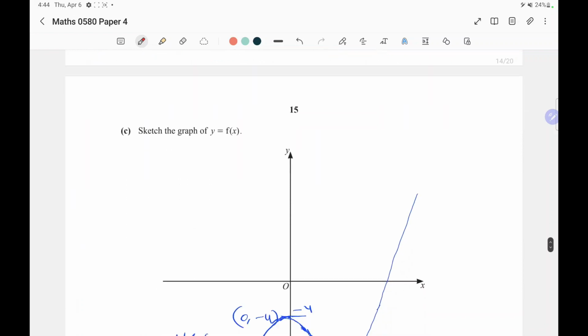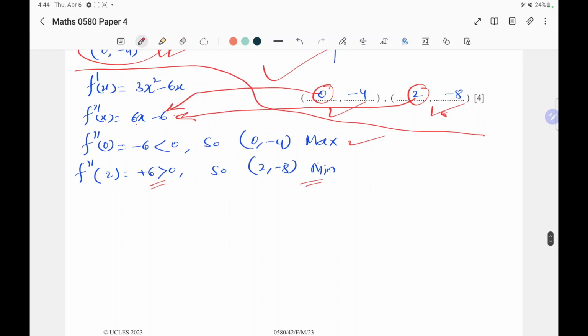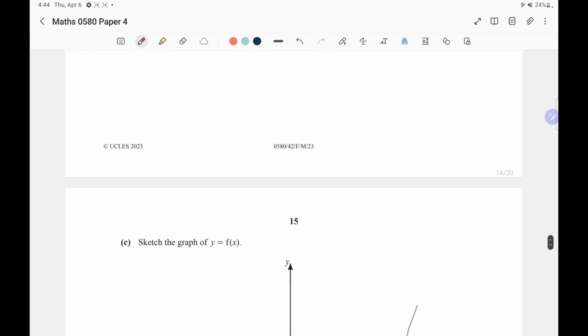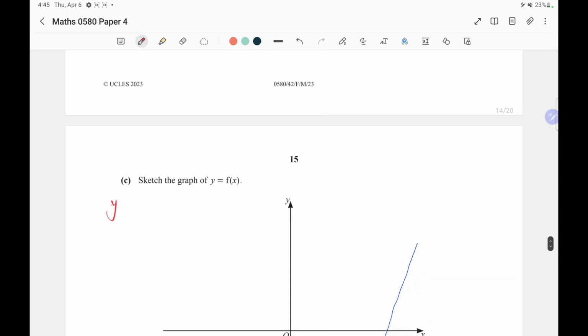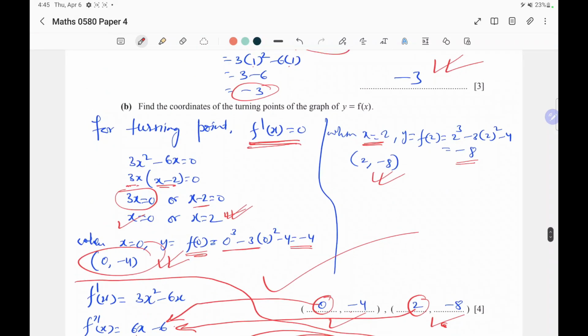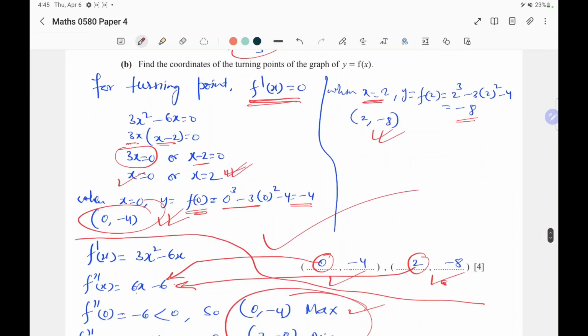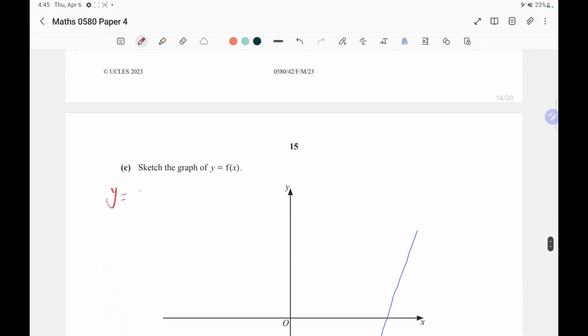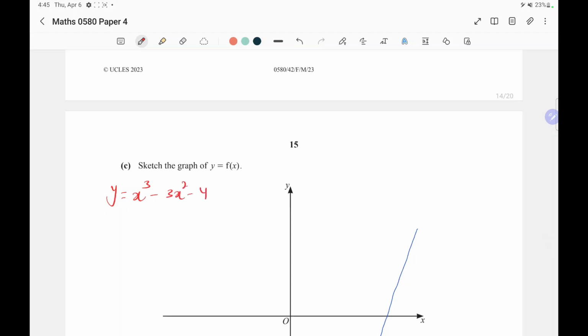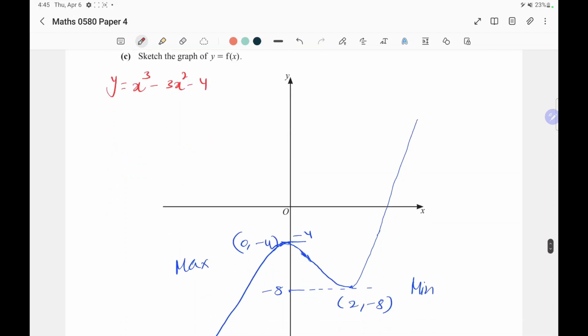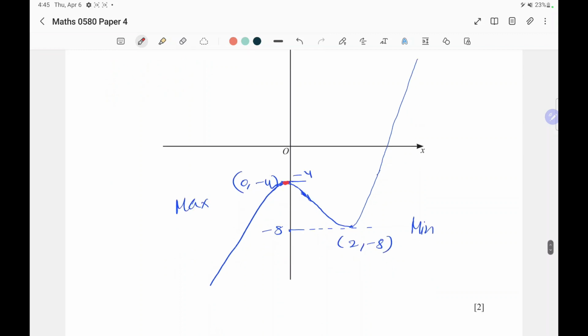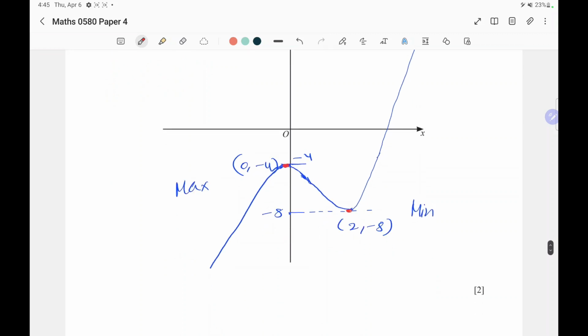Okay, next question is sketch the graph. See, for sketching a graph, this information is very important. By the way, our function was y equals x cubed minus 3x squared minus 4. And the turning points are 0 comma minus 4, and 2 comma minus 8.